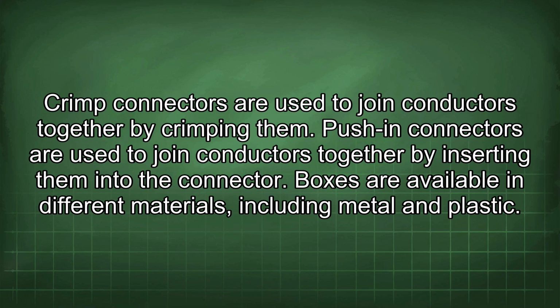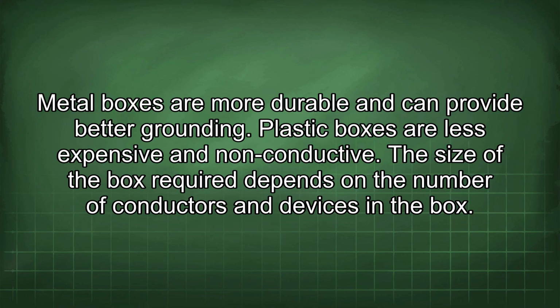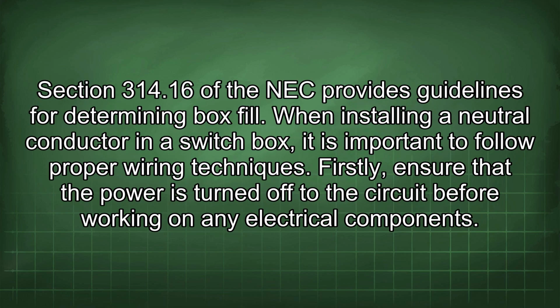Boxes are available in different materials, including metal and plastic. Metal boxes are more durable and can provide better grounding. Plastic boxes are less expensive and non-conductive. The size of the box required depends on the number of conductors and devices in the box. Section 314.16 of the NEC provides guidelines for determining box fill.